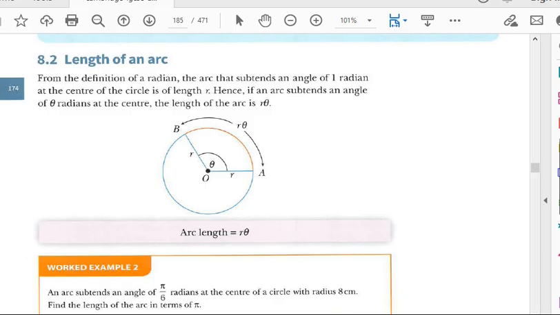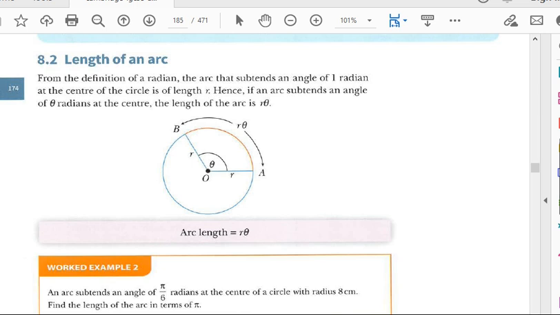As you know students, in the last lecture we finished exercise 8.1 from chapter number 8, which is named circular measure, and the topic of exercise 8.1 was conversion of angles from radians to degrees and degrees to radians. Exercise 8.2 extends the topic of radian measure.